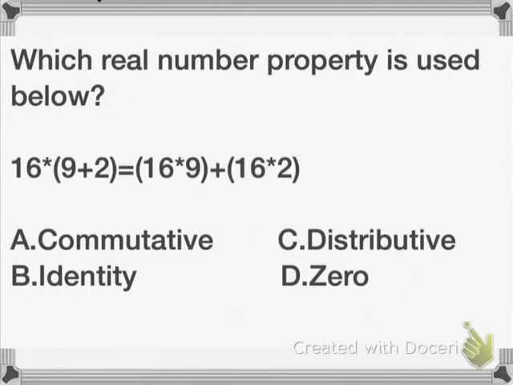Which real number property is used below? 16 times (9 plus 2) equals 16 times 9 plus 16 times 2. A. Commutative. B. Identity. C. Distributive. D. Zero. Note that 16 times 9 plus 16 times 2 is the same as 16 times (9 plus 2). This is because 16 is being distributed to 9 and 2. We are multiplying the factor by each addend and then adding the two products together. The property is clearly the distributive property, combining both multiplication and addition.